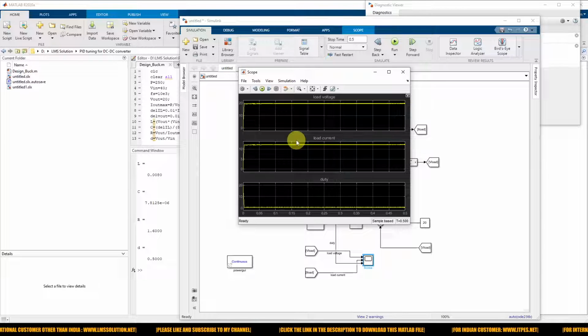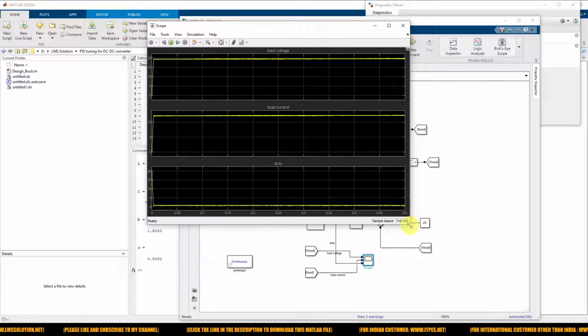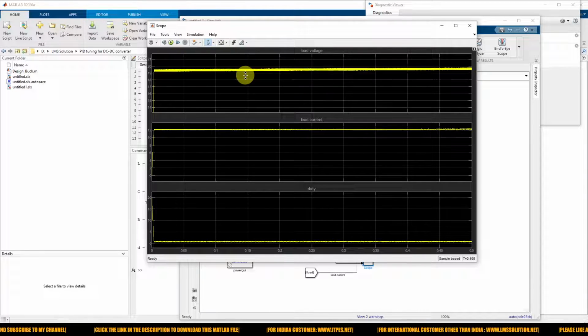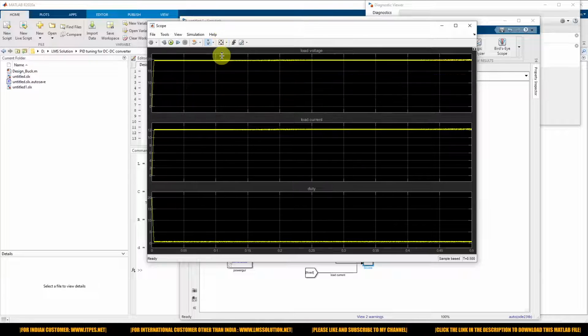Now we can see the variation of load voltage, load current, and duty cycle. But here you can see the variation of load voltage. Our requirement is 20 volts, but it maintains only around 19.5 volts. That means the steady state error is around 0.5 volt, so we need to reduce that.